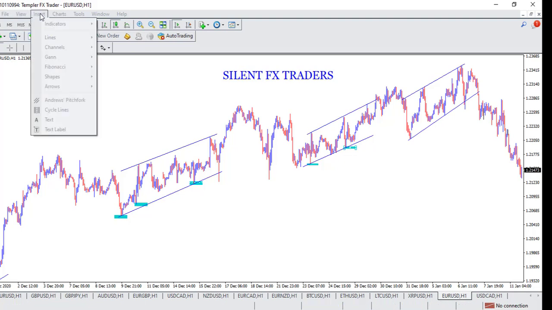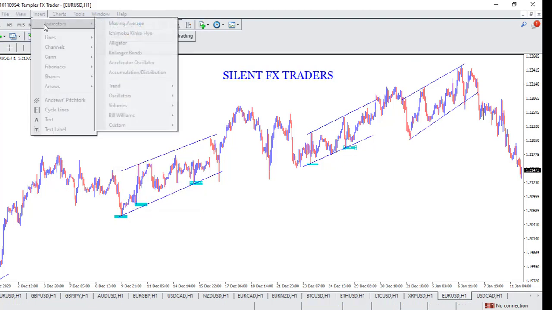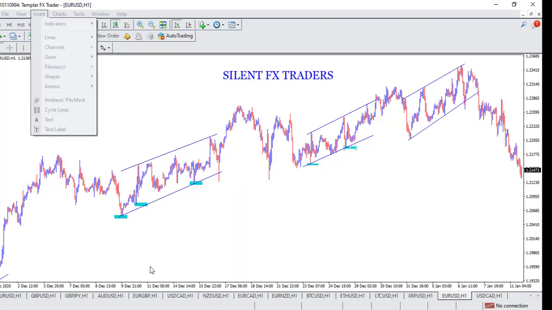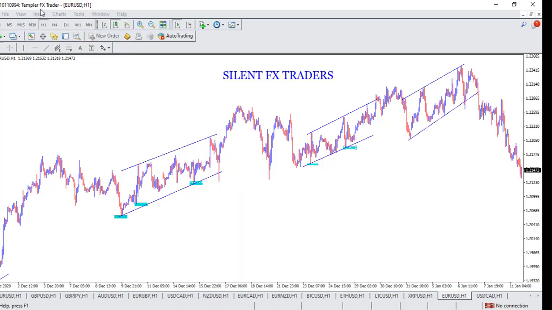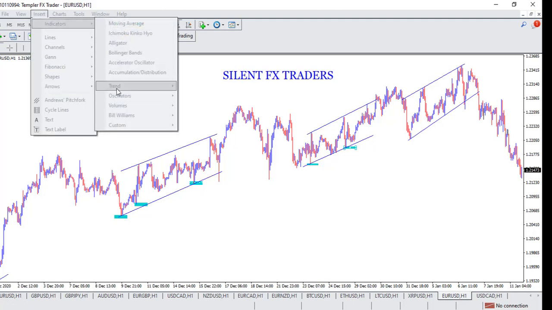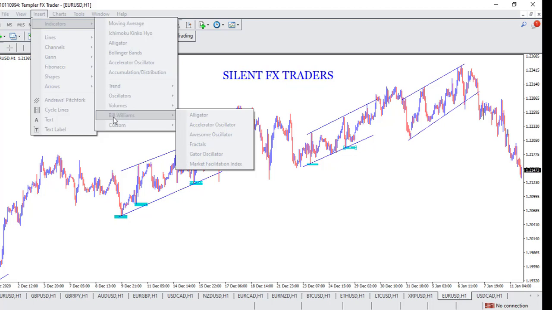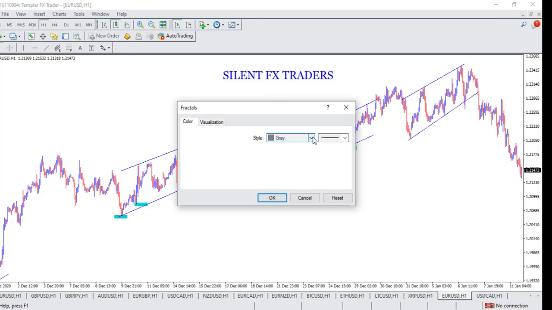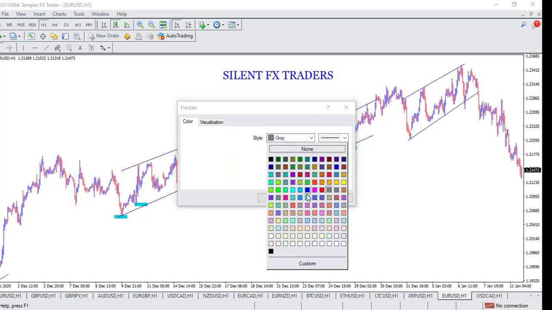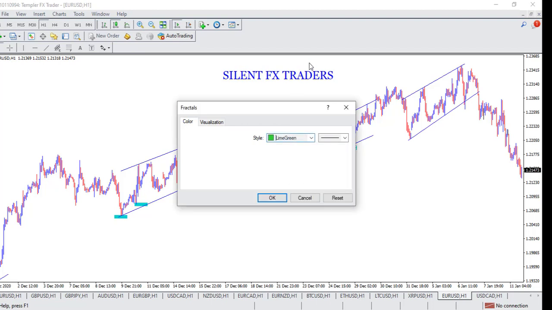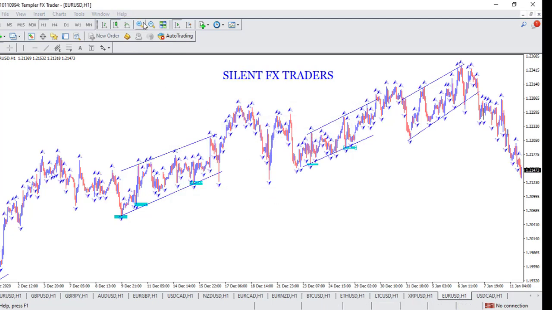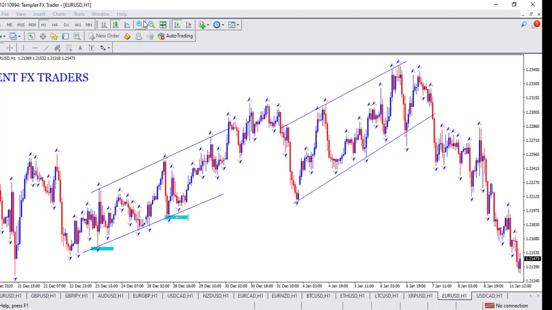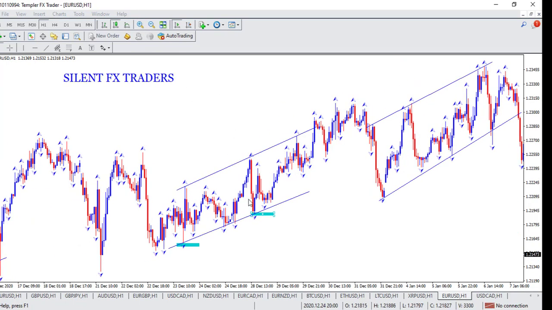Then for beginners, there's an indicator you can use in order to draw trend lines. If you'd like to get that indicator, you go to insert, you go to indicators, after going to indicators you go to Bill Williams, and then you click on fractals. When you click on fractals, select the color you want the indicator to have, you select blue. After selecting the color, click OK. Now this indicator will be displayed in our charts.